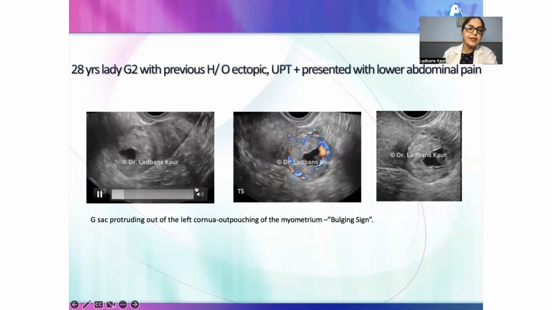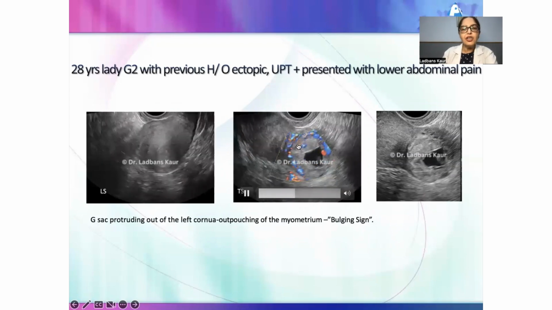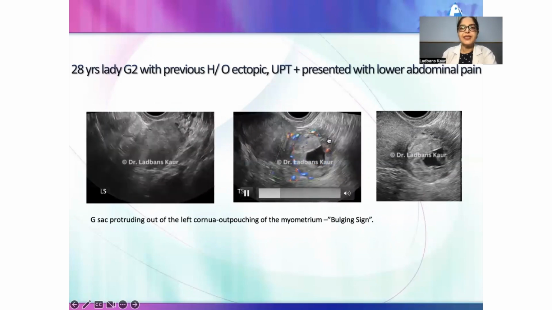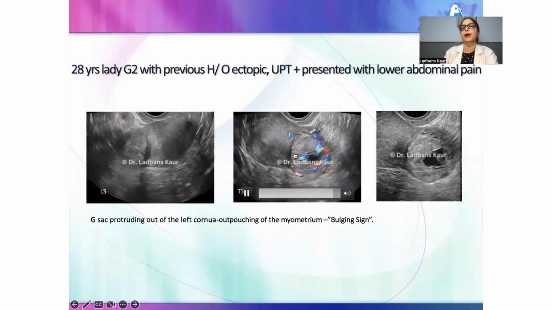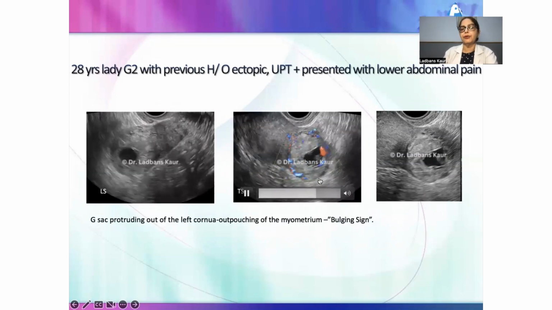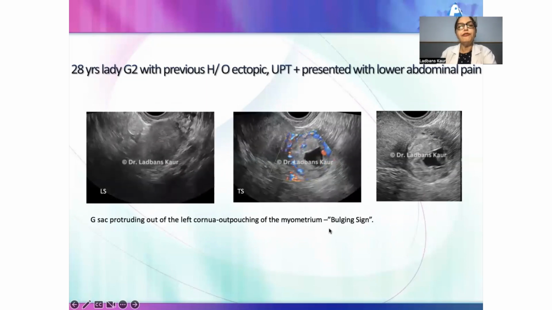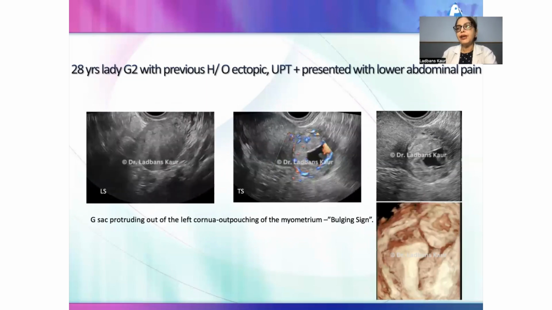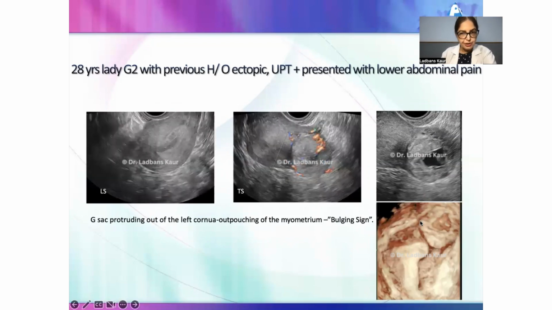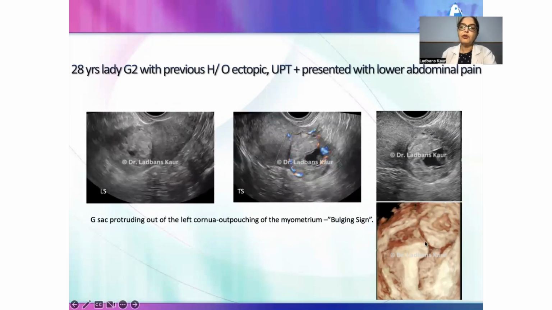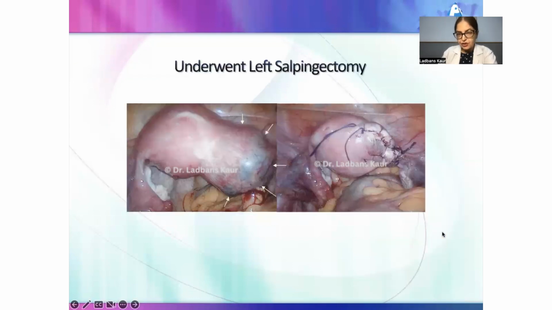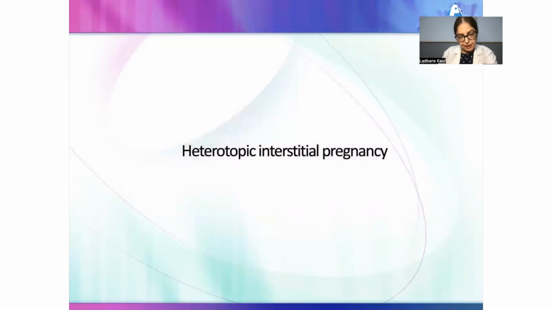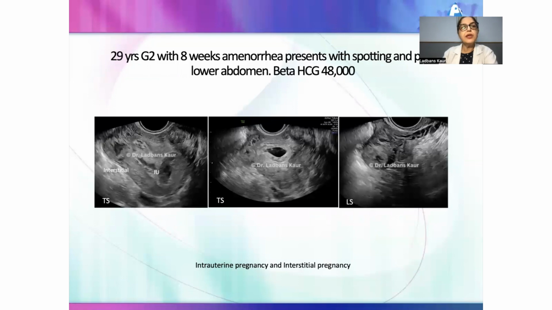She shows us a classical presence of a large gestational sac with a non-viable fetal pole, which was seen in the left corner of the uterus and was producing an outpouching sign of the myometrium. It was bulging across the myometrium, and that is what is called a bulging sign of a large interstitial ectopic, which has been very well seen on 3D reformatted imaging, showing you not only the bulging sign, but also that there is no communication between the endometrial cavity and the large gestational sac. She underwent left-sided cornuectomy.